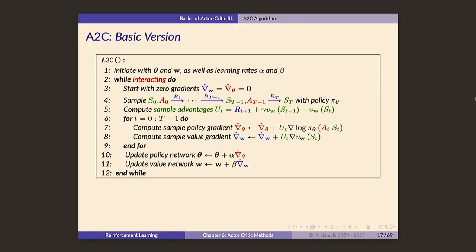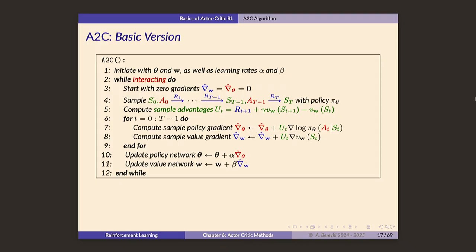So how can I use it now? Well, I get into the loop, and then I'm going to sample a trajectory, for example. And now that I sample this trajectory, I already have my value network, right? So for every single time step, I'm going to compute the sample advantage, given by the immediate reward that I get, plus the next value, minus the current value, right? I have the value network, I can compute that, right?